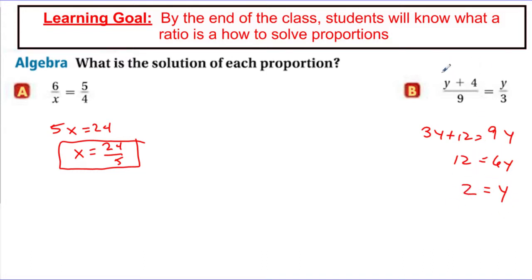If I plug a 2 in here, this says now 2 plus 4. And I'm also going to plug that 2 in here. If you notice, this says 6 over 9 is equal to 2 over 3. And that's true. That's a good proportion. So we found the value using the cross product property in order to figure out my y value, right? So that's one of the properties of proportions.